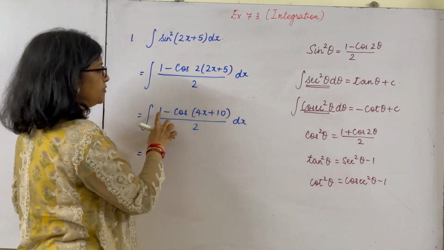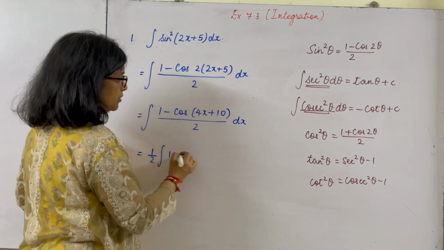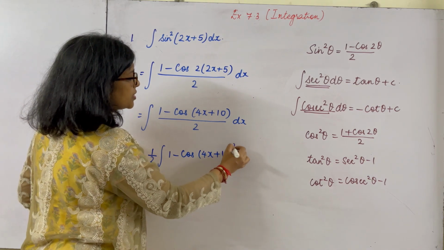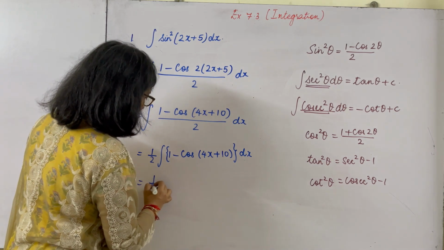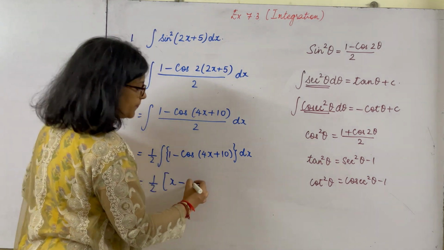Integrated individually. The first value is, say, half will take common. The first term is 1. The second is cos (4x + 10). Now you can substitute 4x + 10 as t and do it. Or we can also do like this. Integration of 1 is x and integration of cos is sine.